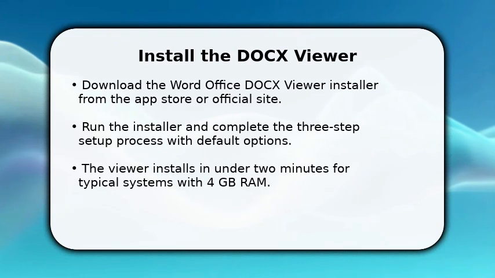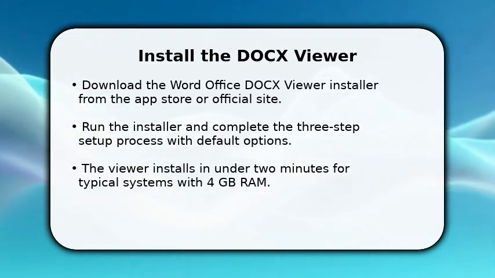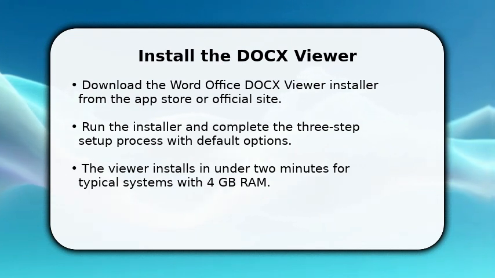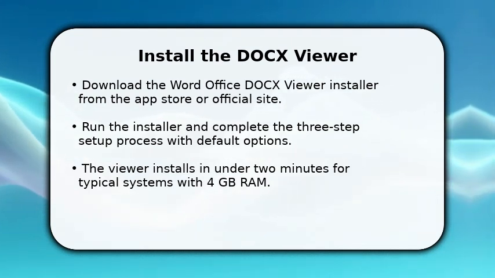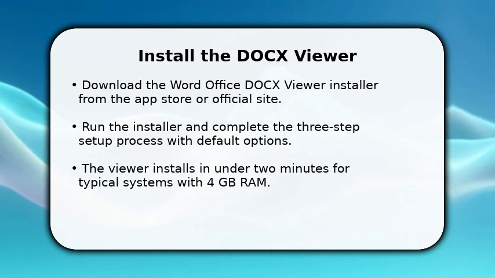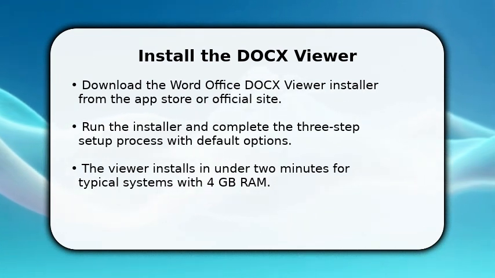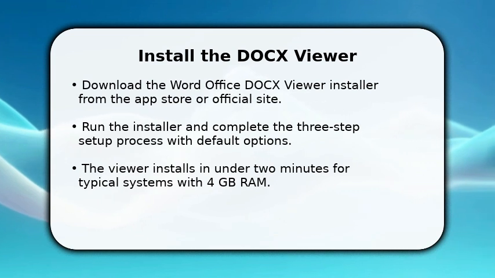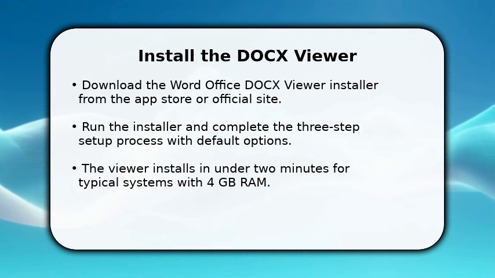Start by downloading the WordOffice Docx viewer from the official site or App Store. Follow the installer prompts and complete the 3-step setup process. Choose default options unless you need custom preferences for file associations. The installation typically completes in under 2 minutes on systems with 4 GB RAM or more.